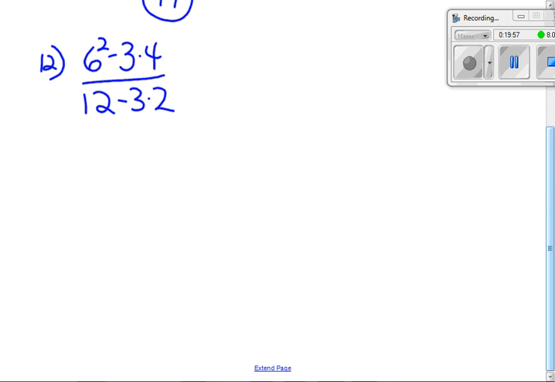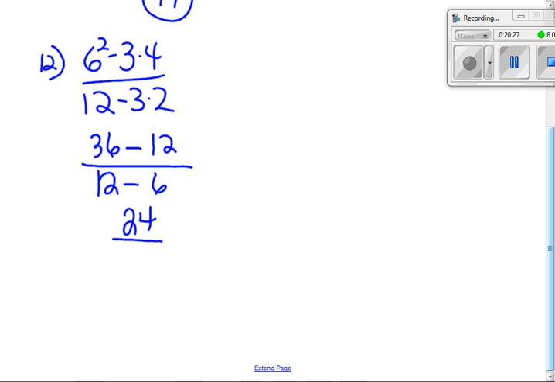36 minus. What's 3 times 4? 12. Because you have to do that multiplying and those exponents before you can subtract. So it says 12 minus what? 6. Okay, what do I get here? What's 36 minus 12? Yeah. That would be 24. 24 divided by a number, which is 4.